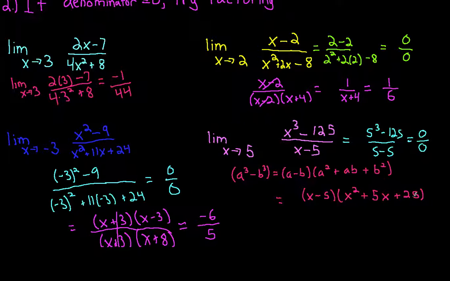What I can see is that when I have that over x minus 5, the x minus 5 terms simply cross out. And if I were to plug 5 in for what's left, it would be 5 squared plus 5 times 5 plus 25, which is just going to equal 75, and that would be my answer to that problem.